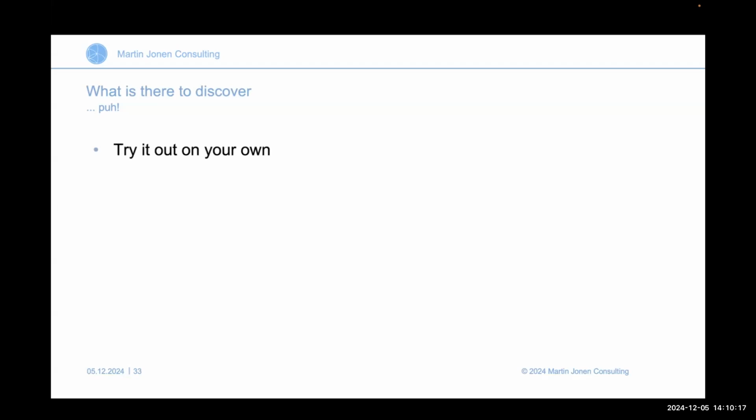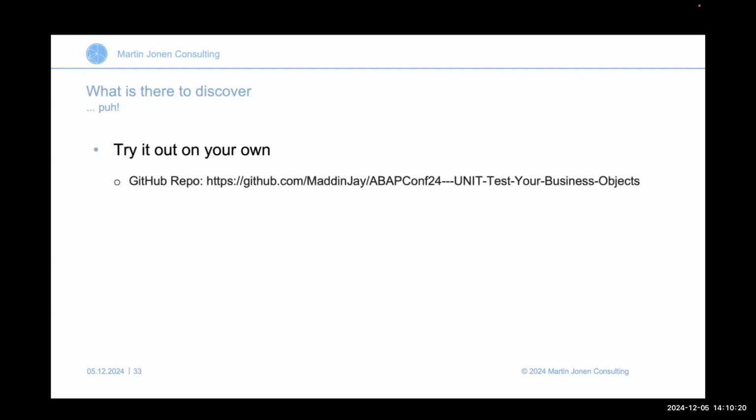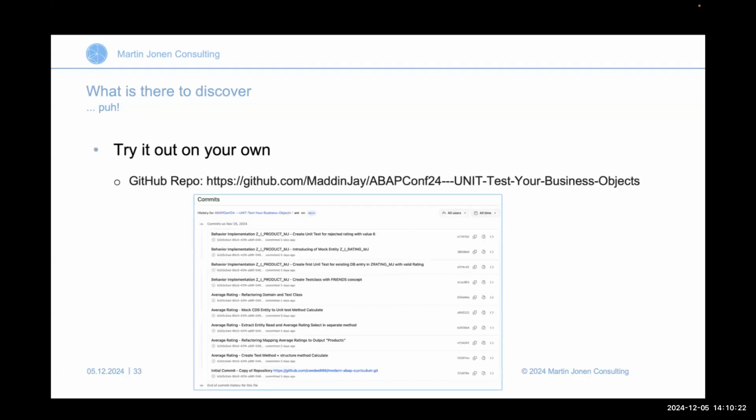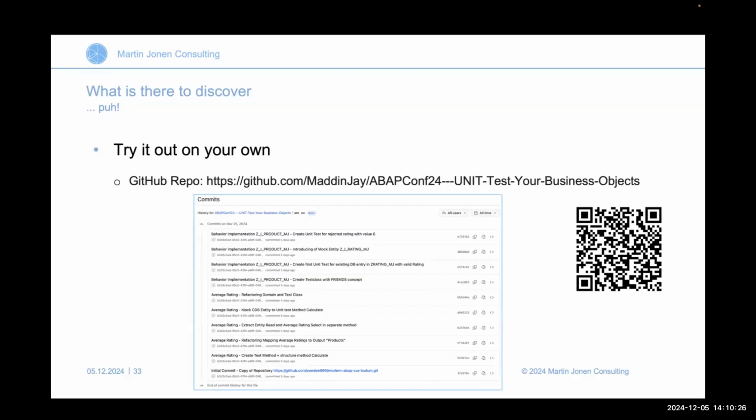So what is there still to discover? You can try it on your own because I published the repo. You can download the repo and have a look at the commit history. There are all the steps I presented here, so those are the commits I made in the repo. Here's a link, a QR code to the repo, if you are interested in the solutions.